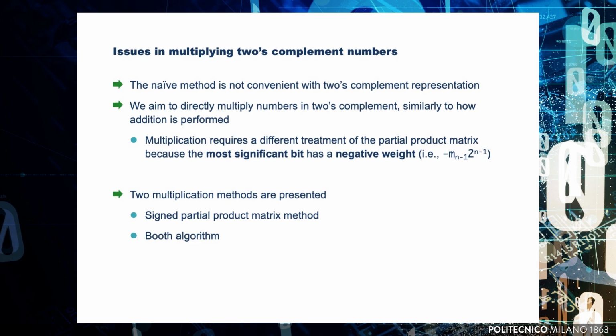Indeed, we would prefer a direct method for multiplication in the same way as we perform addition. However, this is not possible in a straightforward way in 2's complement, since the binary representation of a number, and in particular the most significant bit, represents sign and magnitude together. As a consequence, this requires modifying how the partial product matrix is generated, while properly accounting for the sign of individual terms within the matrix. In this video, we introduce two methods for multiplying numbers represented in 2's complement: the sign partial product method and the Booth algorithm.